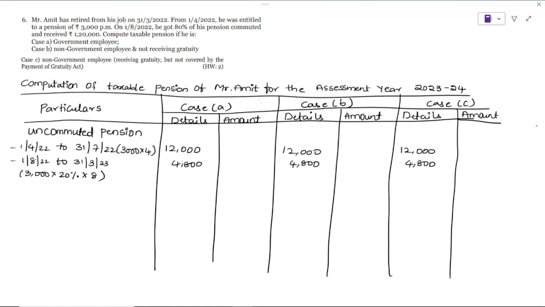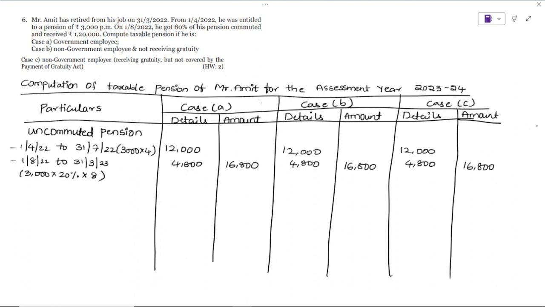Now let us do the total. You have 12,000 as the pension for the 4 months and then 4,800 for the 8 months. Total is 16,800 for the whole year. So case A, case B, case C, all cases 16,800 we'll write. Here there is no change in all the three cases, same monthly pension. So 16,800 in each case. Done.